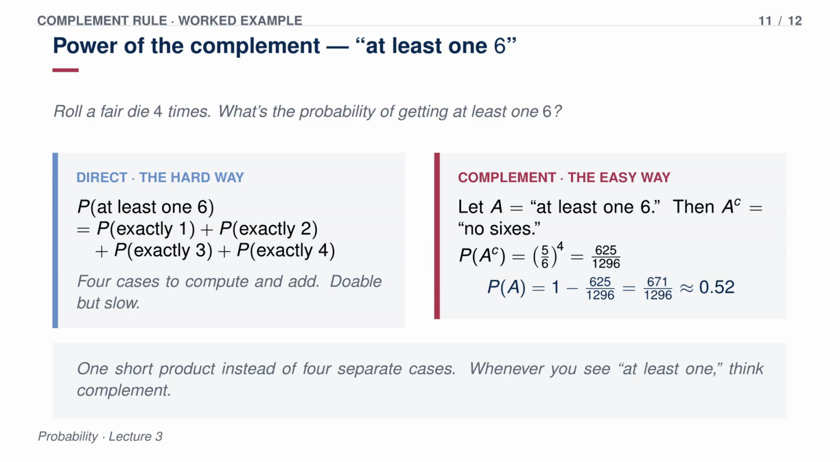Walk through that logic. Why does the phrase at least one signal that we should be using the complement rule? Well, whenever a system requires you to find the probability of at least one thing happening over multiple trials, calculating it directly is an absolute nightmare. Okay, let's set up an example.